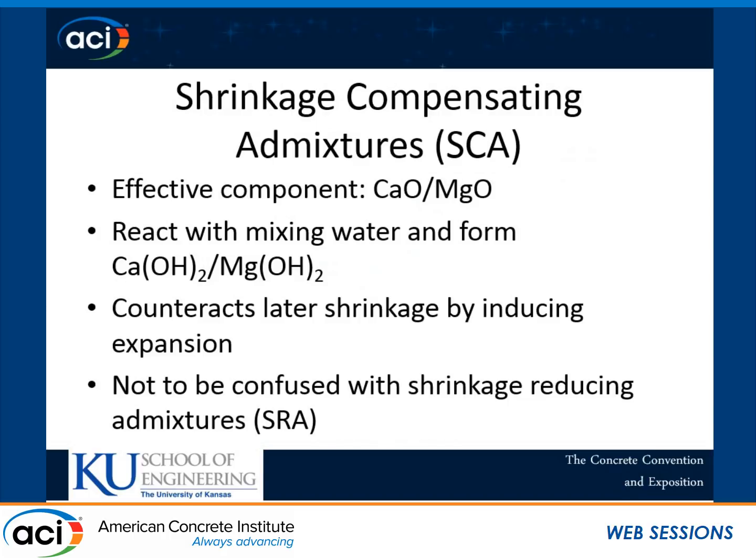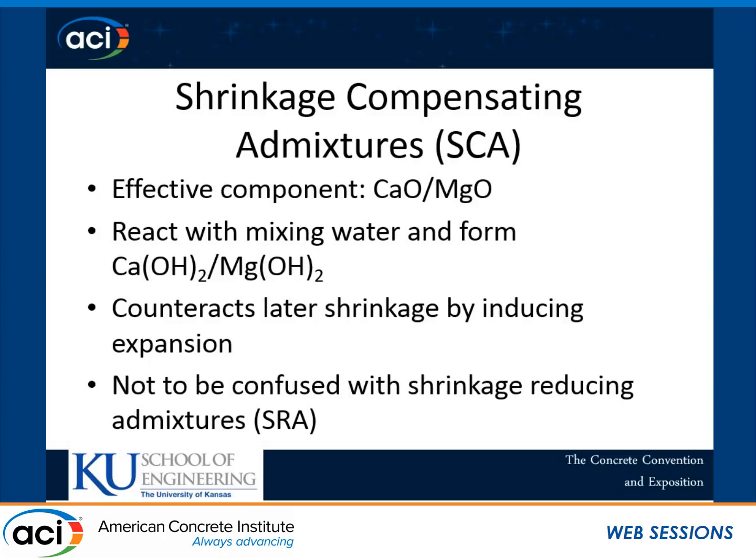However, in recent years, we have seen an increased popularity of shrinkage-compensating admixture. This is a type of solid powdered admixture, usually containing calcium oxide or magnesium oxide. When mixed with cementitious material, they react with mixing water and form calcium hydroxide or magnesium hydroxide, causing an expansion. Coupled with restraint, this expansion will induce a compressive stress in concrete, which will counteract the tensile stress caused by shrinkage. I also want to note here that shrinkage-compensating admixture should be distinguished from shrinkage-reducing admixture.